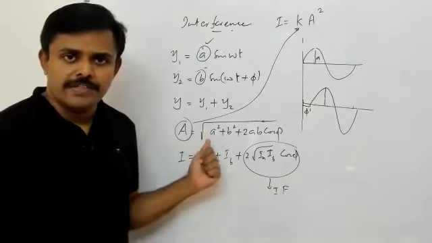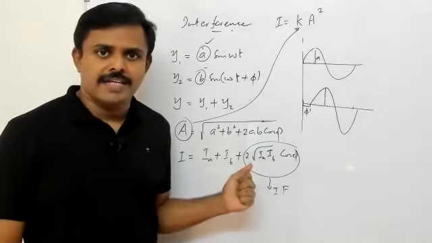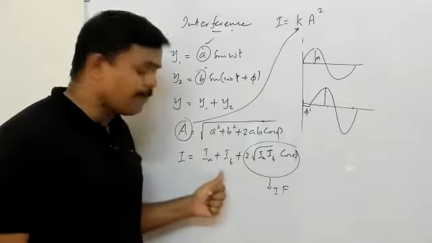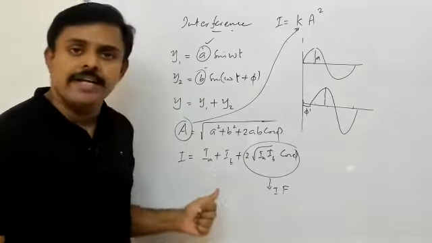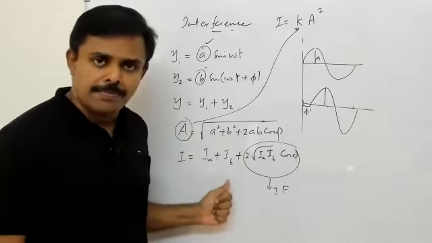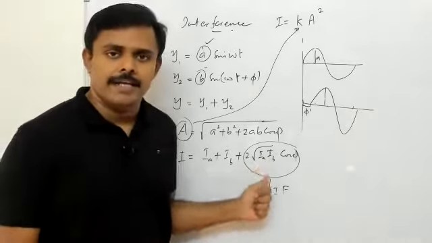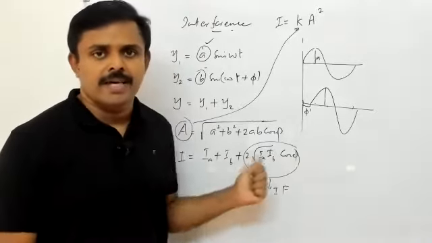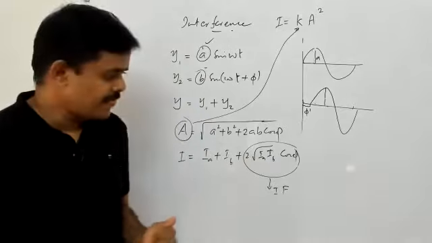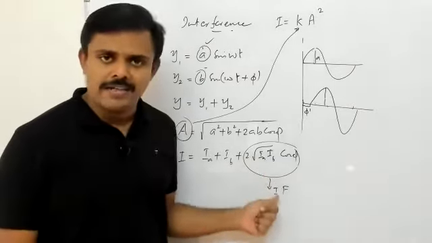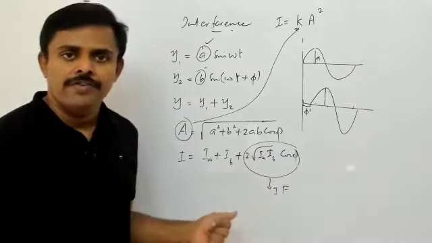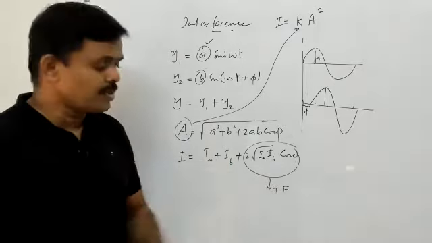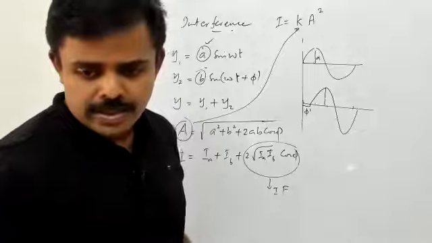IA is the intensity of the first wave. IB is the intensity of the second wave. So you would expect the result to be IA plus IB. But instead what you're getting is IA plus IB plus 2 root IA IB cos phi, where phi is the phase difference. IA and IB are the intensities of the waves. This is called the interference factor, and it is causing the phenomenon of interference. So I is equal to IA plus IB plus 2 root IA IB cos phi. Did you understand this much?